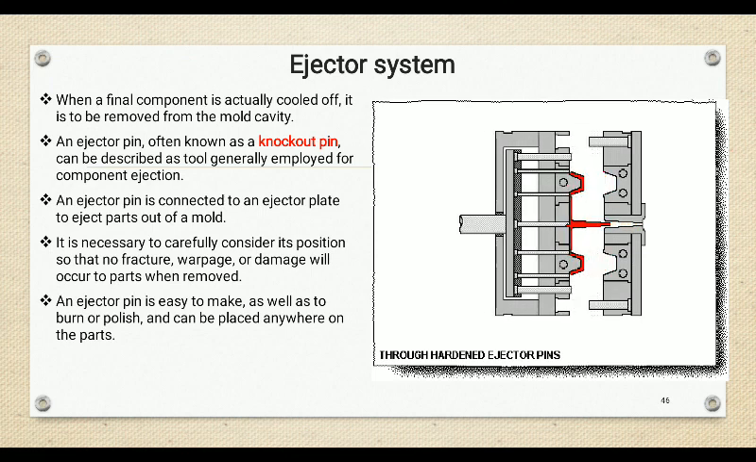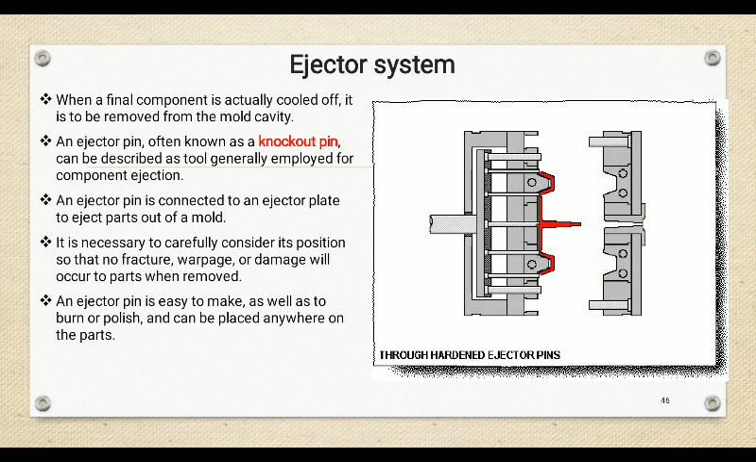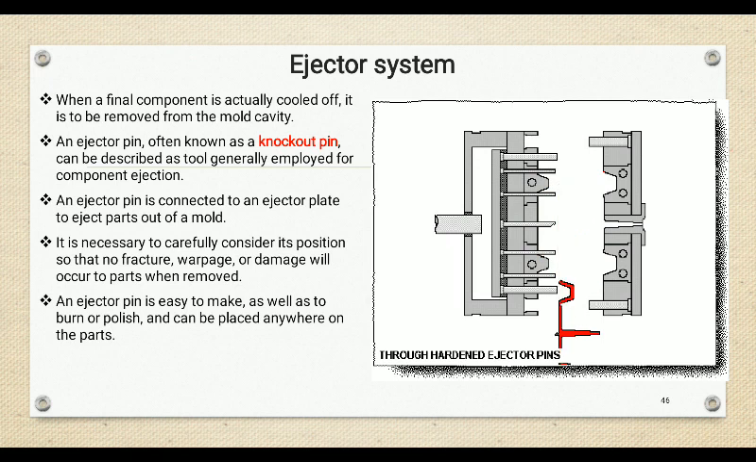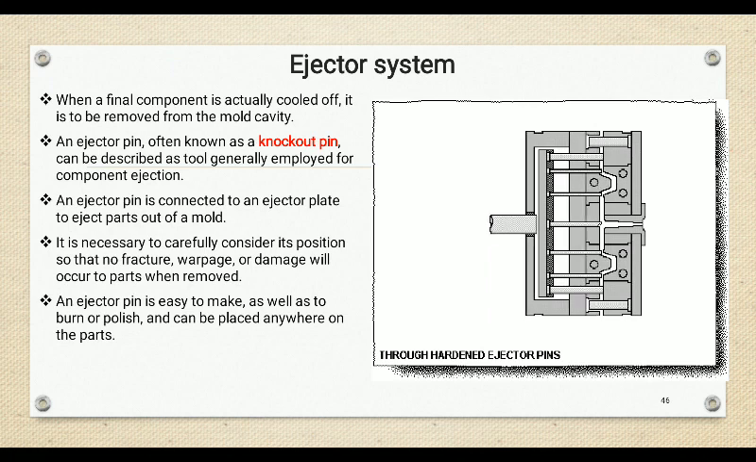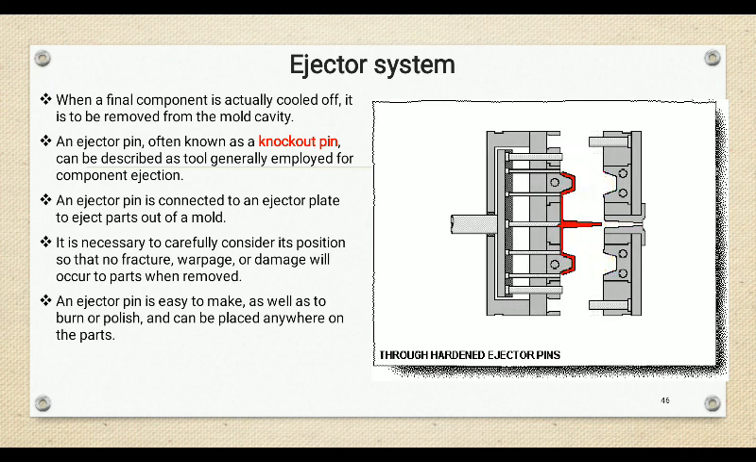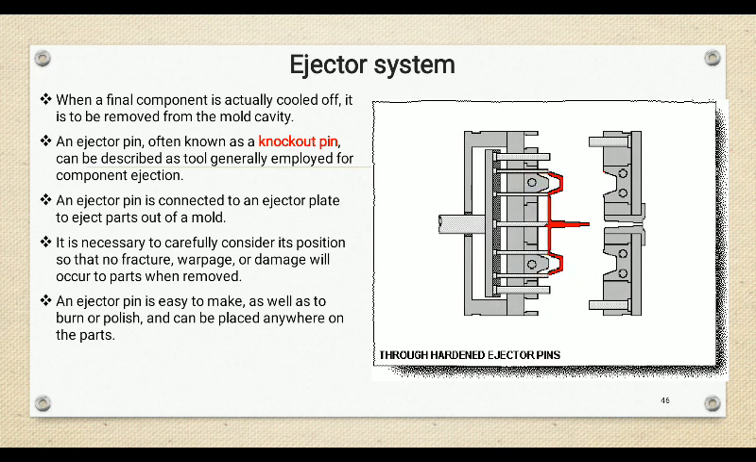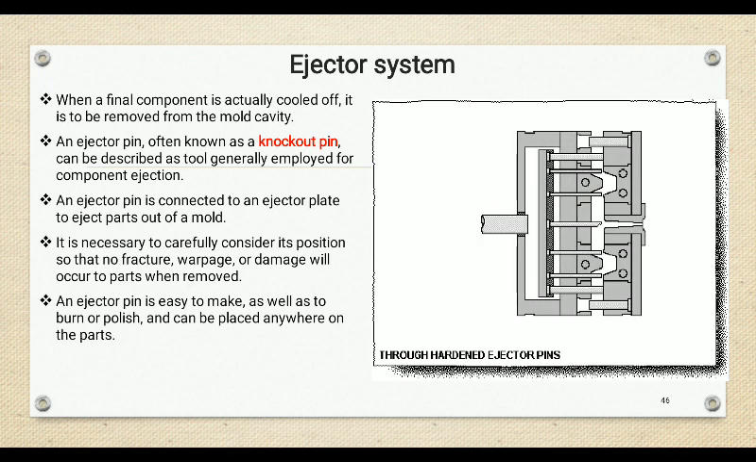This system is in the clamping unit of the injection molding machine, which we have already studied earlier. There are different types of ejectors used as per different applications, but ejector pins, generally called knockout pins, are the most popular type of ejectors. In this system, the ejector pins are connected to the ejector plate. The ejector plate is connected to the ejector bar, which is operated hydraulically during the ejection process.